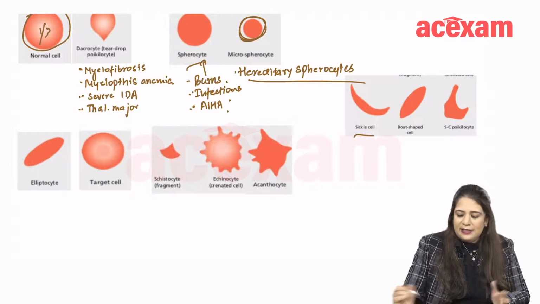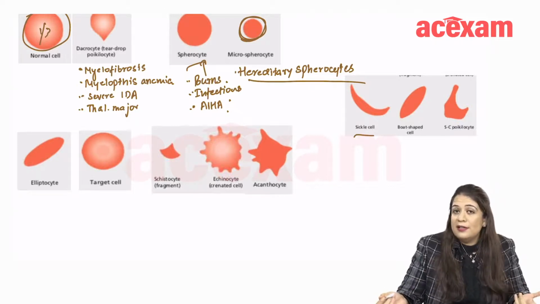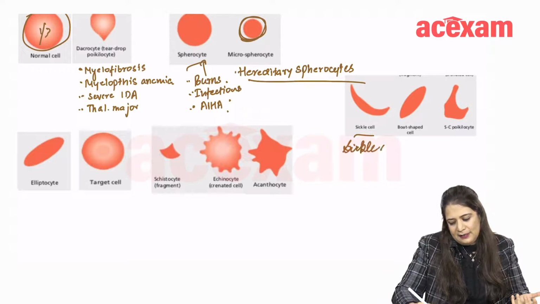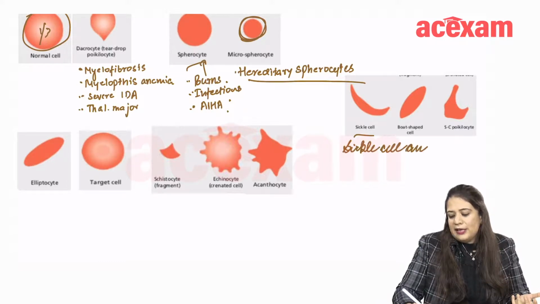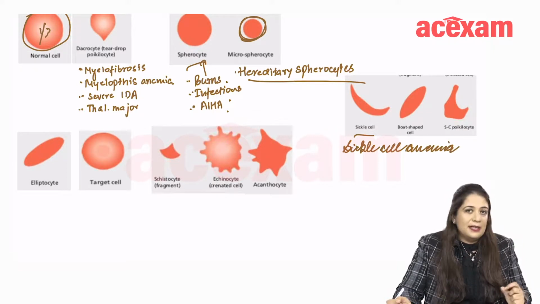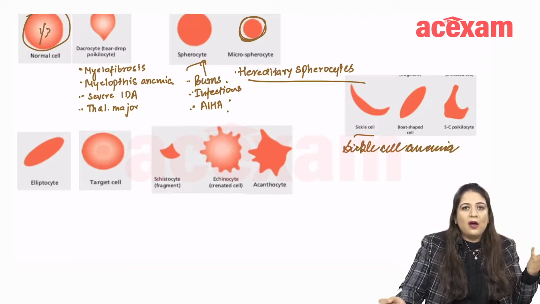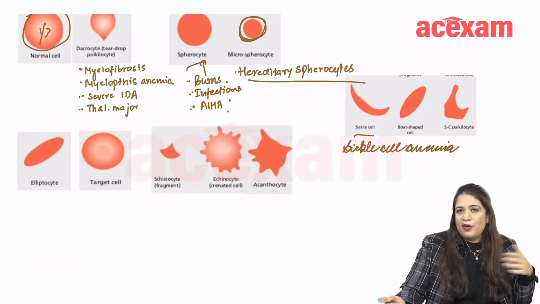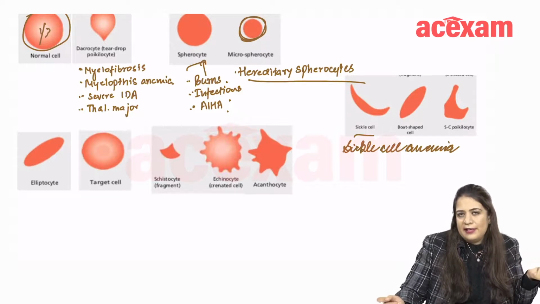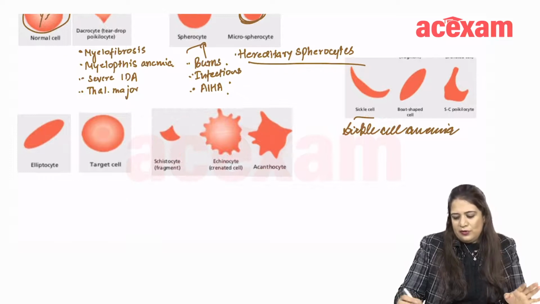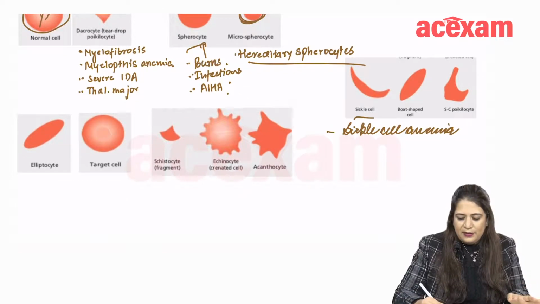Then sickle cells. In what condition are sickle cells seen? They are seen naturally in sickle cell anemia. Sickle cell trait individuals don't show sickle cells in the peripheral blood unless they are exposed to certain stress, like the metabisulfite test, which is used as a screening test. They don't show sickle cells on peripheral smear.